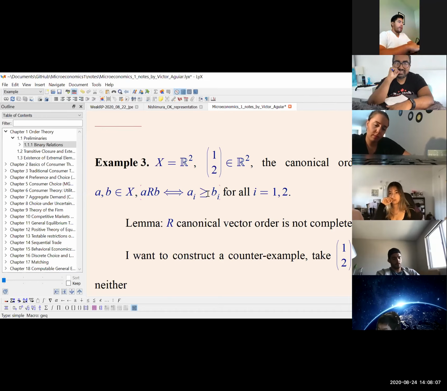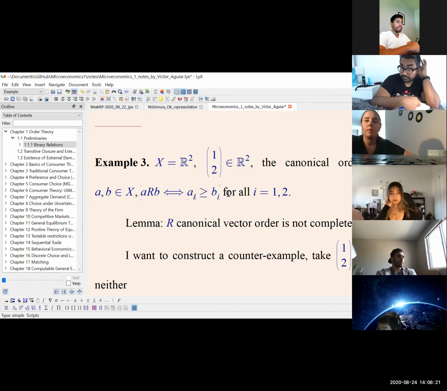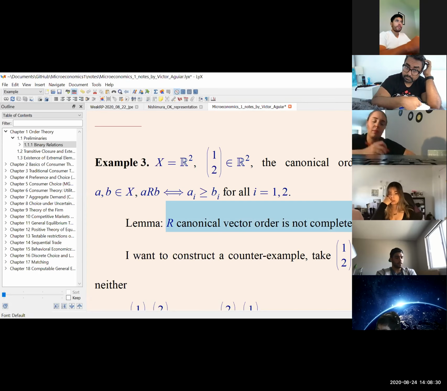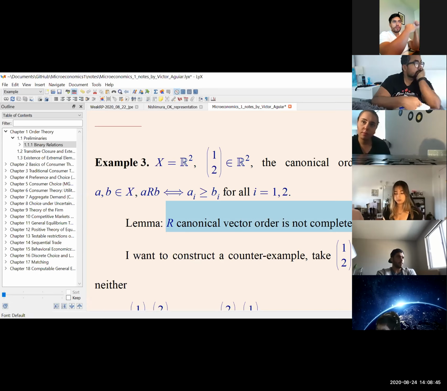That's interesting. In particular, I declare A in relation with B whenever, entry by entry, the entries of the first vector are greater than or equal to the entries of the second vector. This order is called the canonical order of vectors. Why canonical? Because that's the main ordering people use in vectors. This is called the vector order, and this one is not complete. What it means to be an incomplete order is that there exists a pair of vectors that are not ranked, okay?